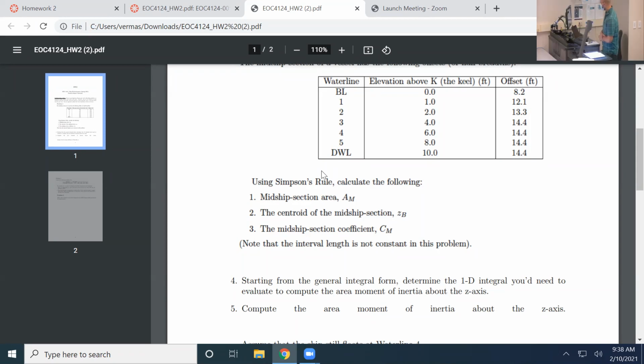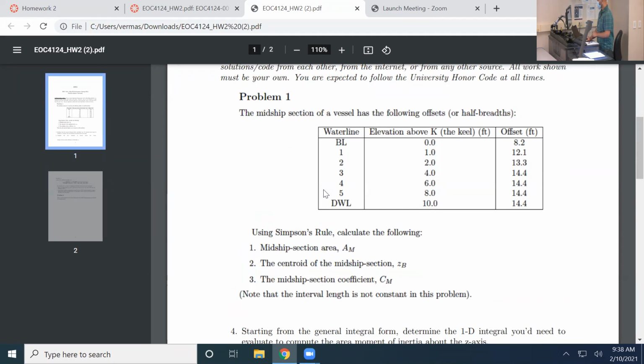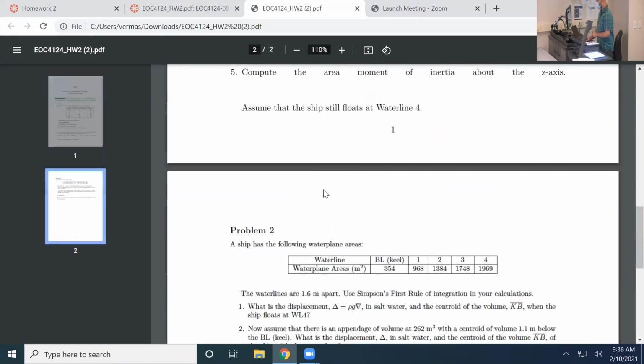Okay, more questions? All right, anything on problem 2?